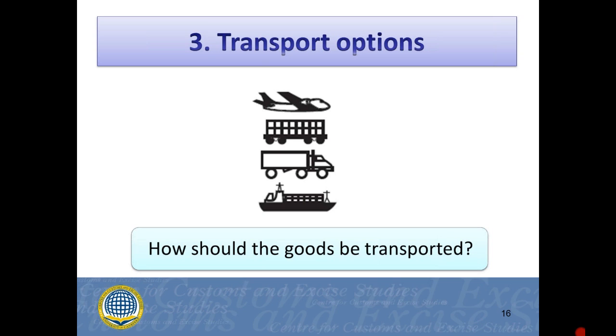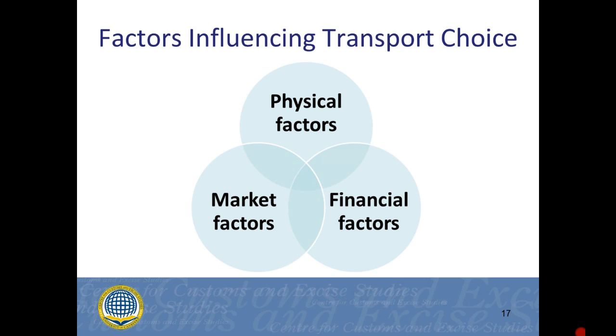There are three main modes of transport, as you would know: the air, sea, and land, which includes rail and road. So when it comes to the choice of transport, the ultimate question is, how should the goods be transported, or what is the most suitable transport option for this transaction? And there are a number of factors that influence transport choices, and they can be grouped into three categories: physical factors, market factors, or financial factors. Physical factors relate to questions such as what options are available. There might well be major influences affecting a particular order simply due to the fact that certain parts of the journey do not enjoy certain transport options at certain times of the year.